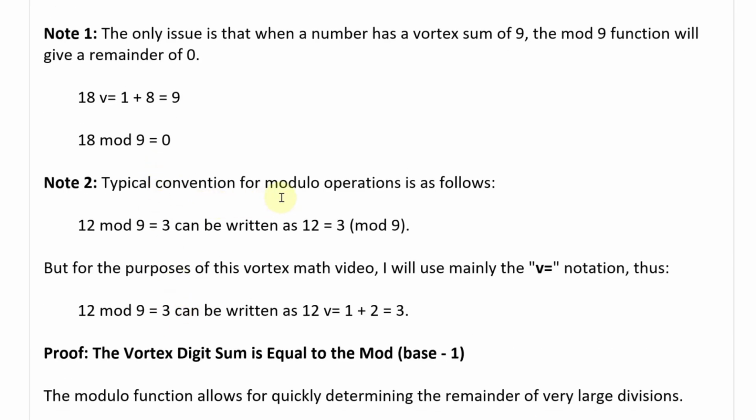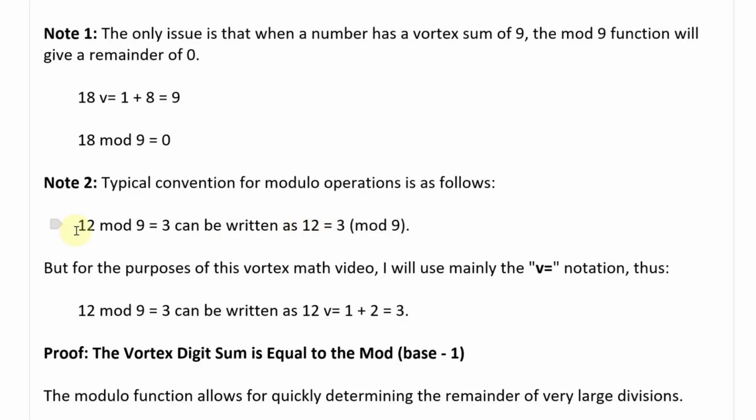Note 2: typical convention for modulo operations is as follows. 12 mod 9 equals 3 can be written as, actually here I forgot to show this calculation, so you write equal and it goes to 0. 12 mod 9 equals 3 can be written as 12 equals 3 mod 9. In other words, some people write it like this.